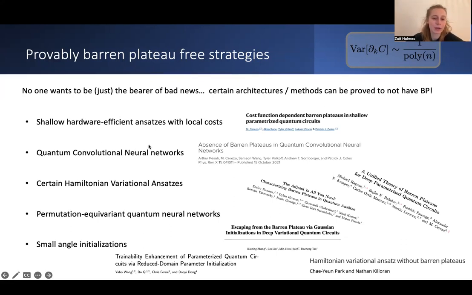One of the next ones that came along was convolutional neural networks. So quantum convolutional neural networks were shown to be barren-plateau-free. Then certain Hamiltonian variational ansatzes or highly symmetrized ansatzes were shown to be barren-plateau-free. And finally, small-angle initialization. So if you don't randomly pick your initialization angles, but pick them in some small range around 0, these were shown to be barren-plateau-free in these papers.